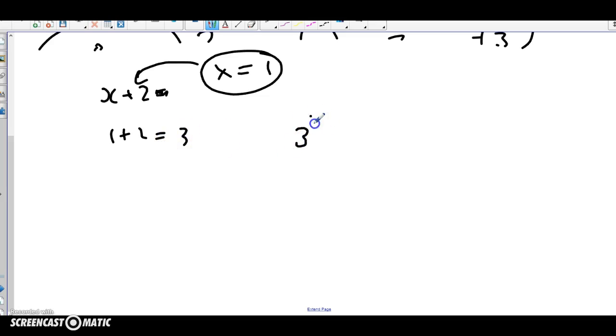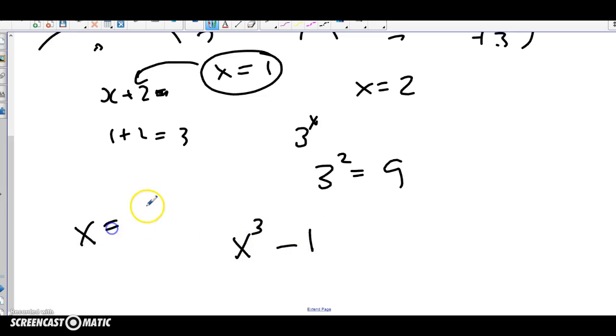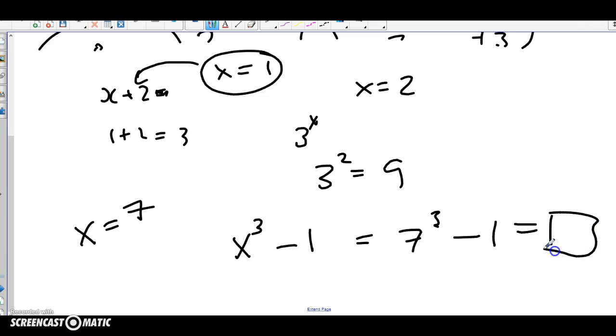And it's the same with exponent rules. If I have 3 to the x, and I want to figure out what that is when x is equal to 2, well, that's 3 squared, which is 3 times 3, which is 9. Or if my variable is in the base, not the exponent, so if I have something like x cubed minus 1, and evaluate that when x is equal to, I don't know, 7, then I would say that's 7 cubed and find out what that is and subtract 1, and there's your answer. Okay, so that's substituting, and that's it.